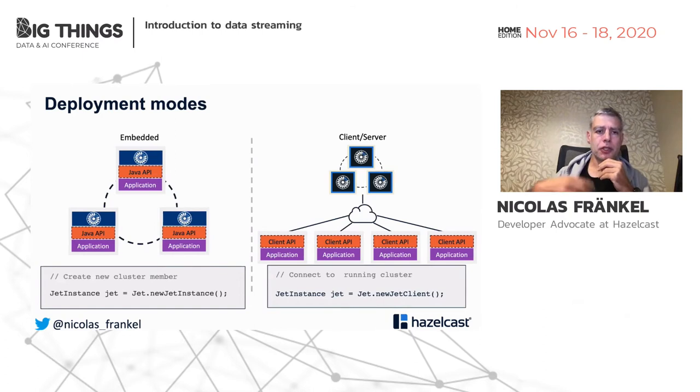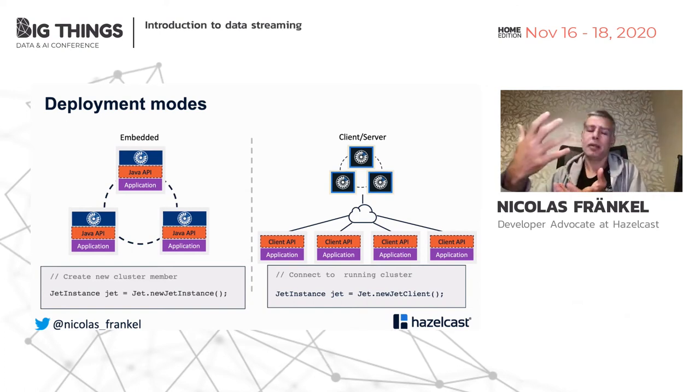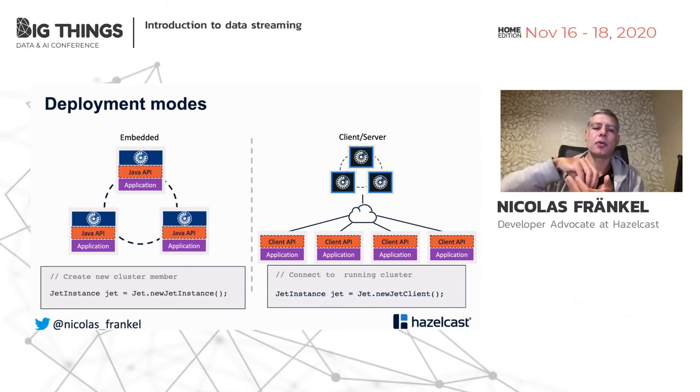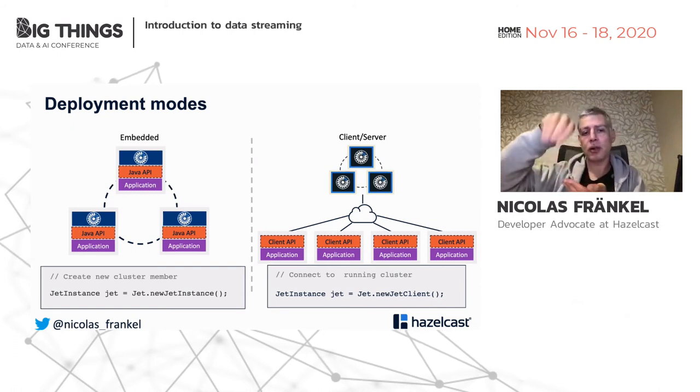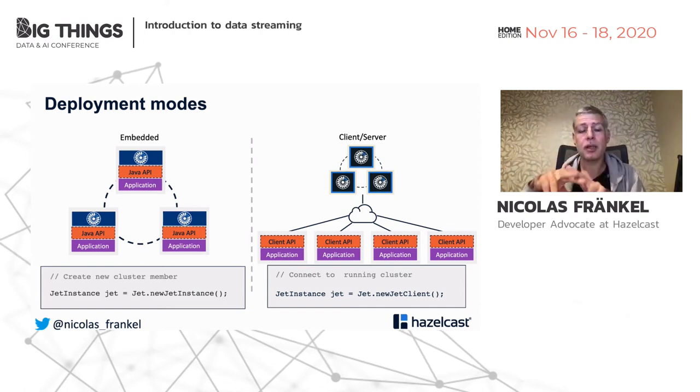As I mentioned, if you are a Java developer, it's quite easy to start with Jet because it's just a jar that you put on your class path, and then you start it with Jet.newJetInstance. When you do that, it starts a Jet instance, and the Jet node will start multicasting over the network to find other nodes. And when they find each other, they form a cluster.